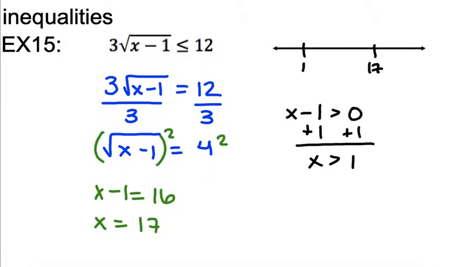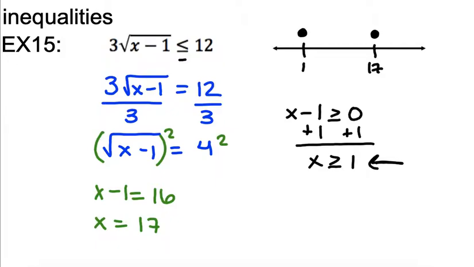Now I know from this statement right here that x has to be greater than or equal to 1. It could be equal to 1 because you could have the square root of 0, which is 0. So at 1, I'm going to fill in a closed coordinate. Now, I got 17 as a solution, and that's supposedly a filled-in coordinate as well. So all I need to do now is figure out which way my graph is going.